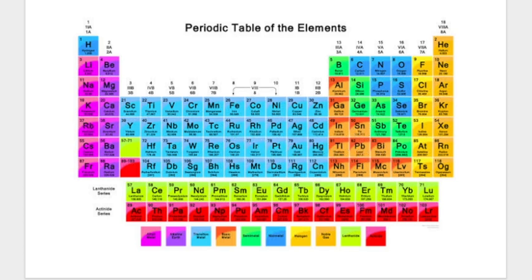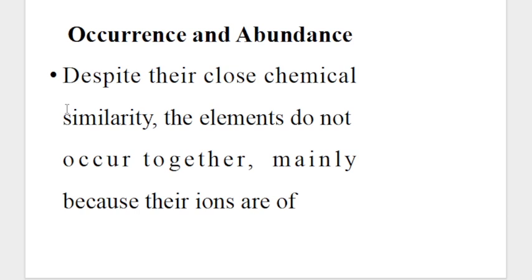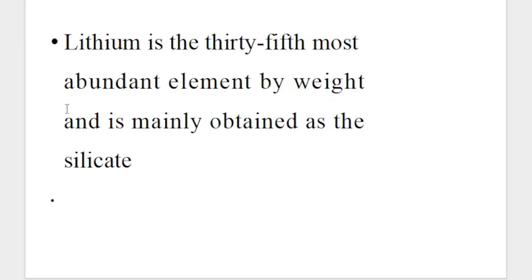So with that said, let's move ahead. The first group of metals we're going to be talking about are your alkali metals. They are basically elements including lithium, sodium, potassium, rubidium, cesium, and francium. The occurrence: despite their close chemical similarities, the elements do not occur together, mainly because their ions are of different sizes. Sodium is the most abundant of alkali metals, followed by potassium, rubidium, lithium, and cesium. Francium is intensely radioactive and very rare.